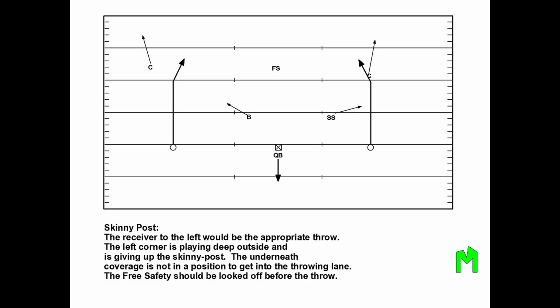The underneath defenders aren't in position to disrupt the throw. A critical coaching point here is for the QB to look off the free safety before throwing, which means using eye movement to distract or mislead the safety and reduce interception risk. This demonstrates the blend of route design and QB technique needed for success.